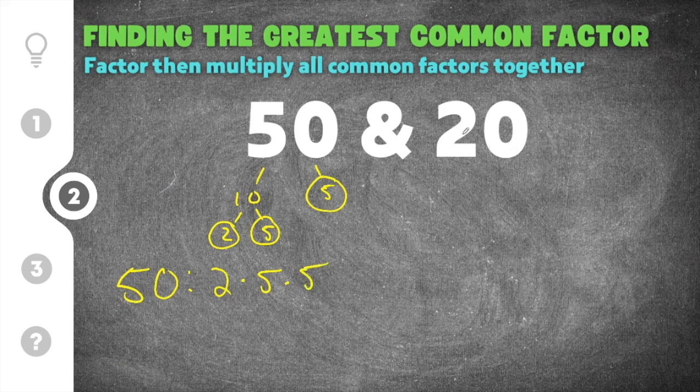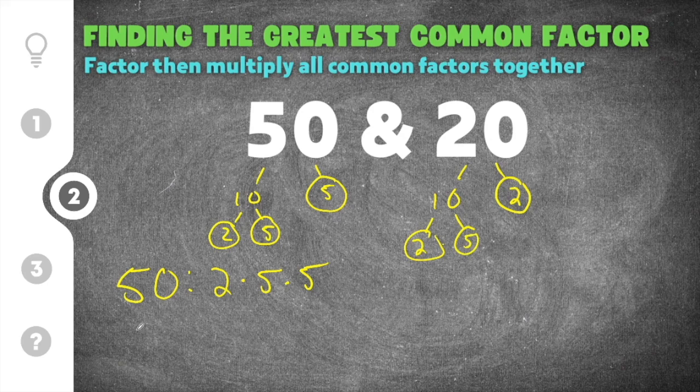And then I'm going to do the same thing for 20. I'm going to factor out 20. I notice 20 ends in a 0, so I can factor out a 10. 10 times 2 is 20. 2 is a prime factor. That's going to be one of our prime factors. 10 is not, so I have to factor it again. And 10 is 2 times 5. And both of those are prime factors.